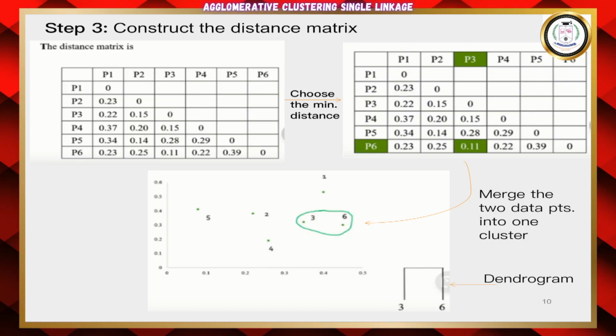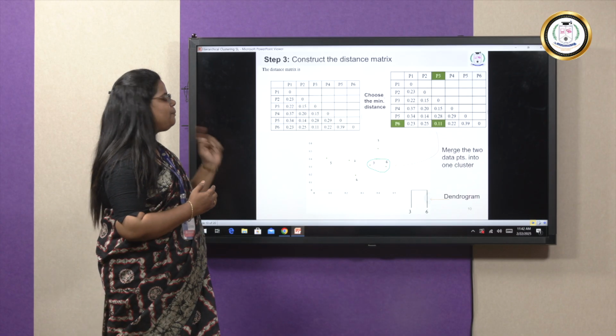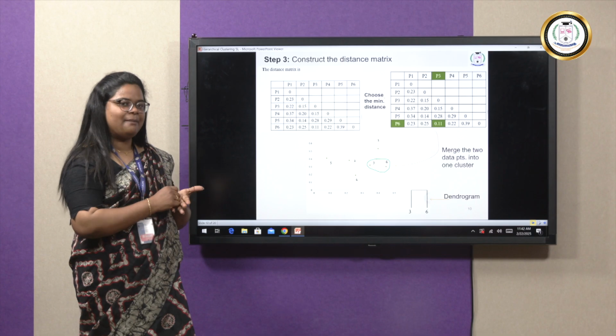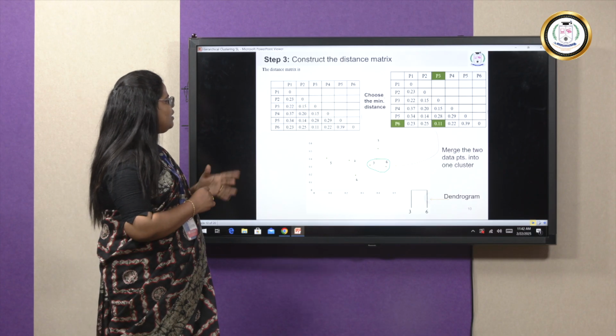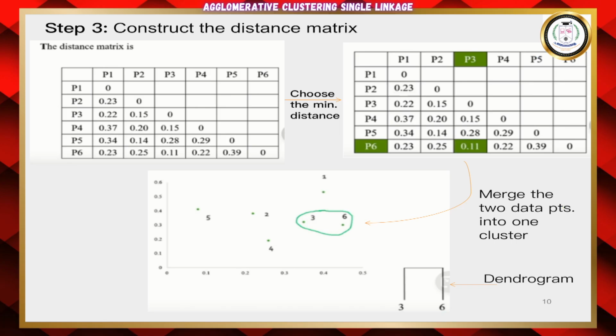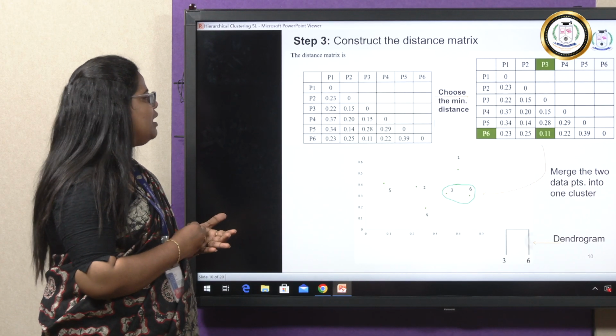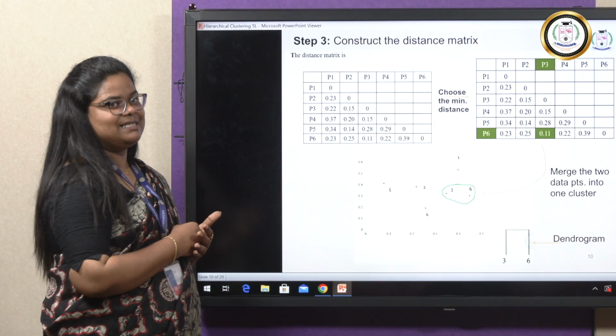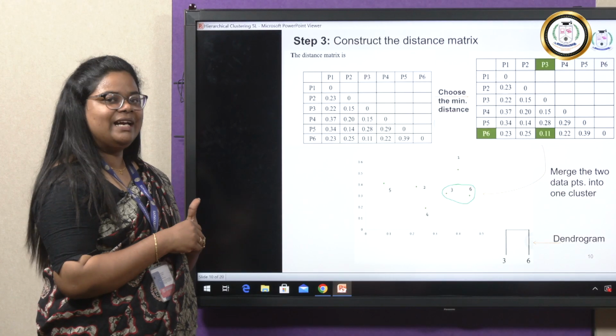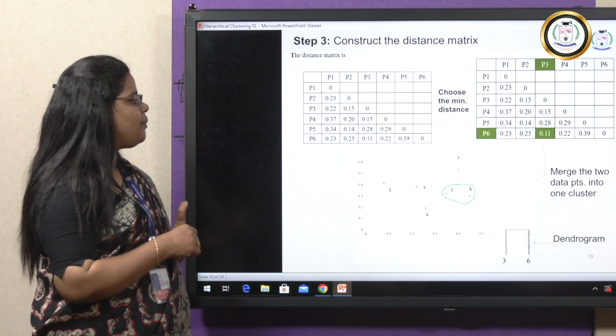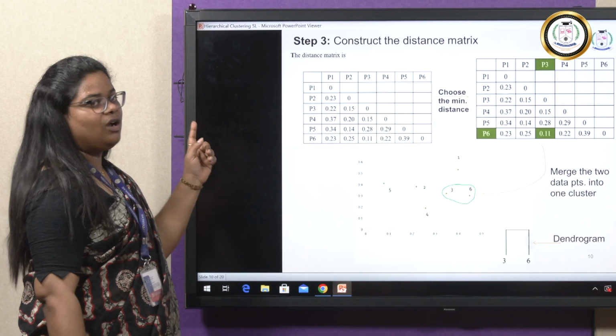Step 3, we have to construct the distance matrix. To construct the distance matrix, we have to find the distance between each and every point. Consider P1 and P1. Obviously, from one point to the same point the distance is 0, so we can directly write all the values of the same points as 0. Now we have to compute the distance for P1 to P2, P1 to P3, P1 to P4, P1 to P5 and P1 to P6. In the same way, the Euclidean distance formula has to be applied for each and every point, and we can find the values for all of these.